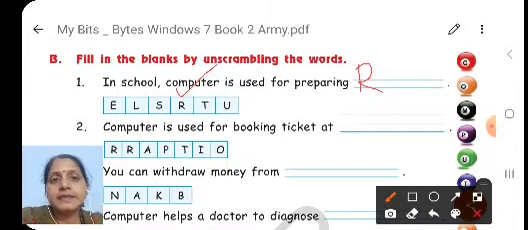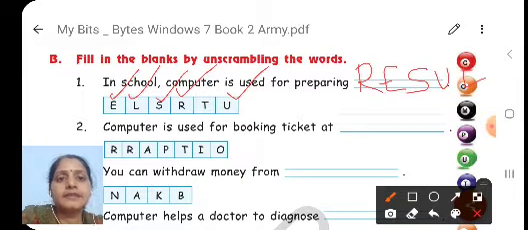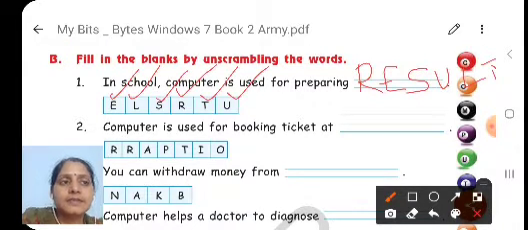Then we have E. So you will take E from here and write here E. Then S, you will write here S. U, you will write here U. Then you will choose L, so you will write here L. And then you will write T. So the answer is RESULT, result.